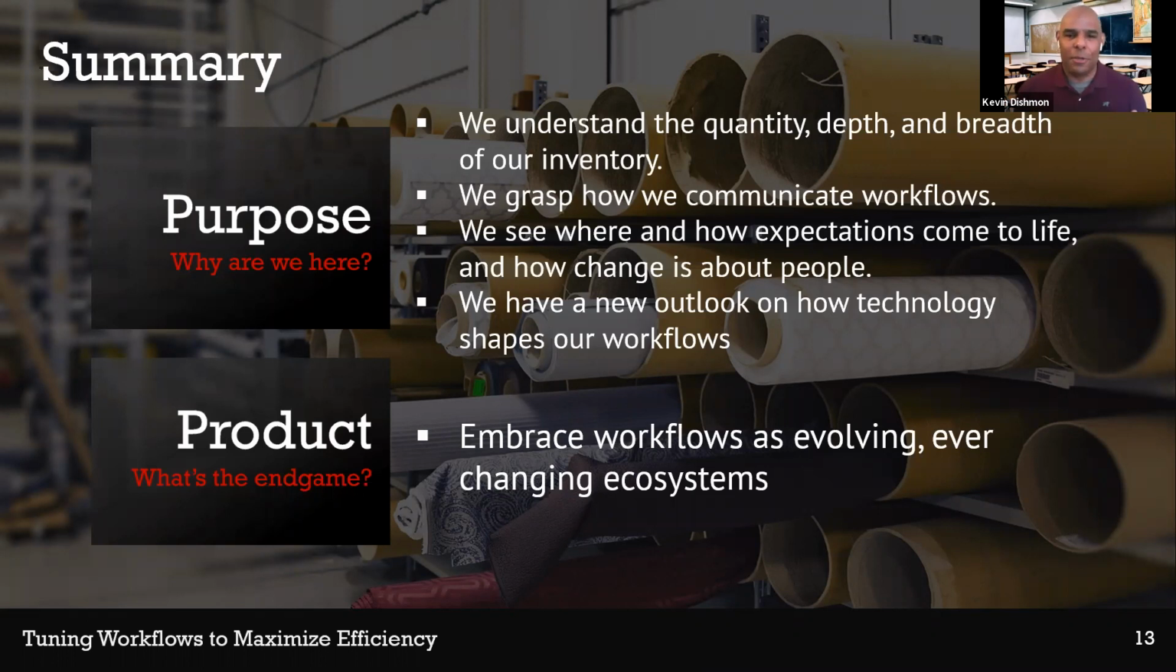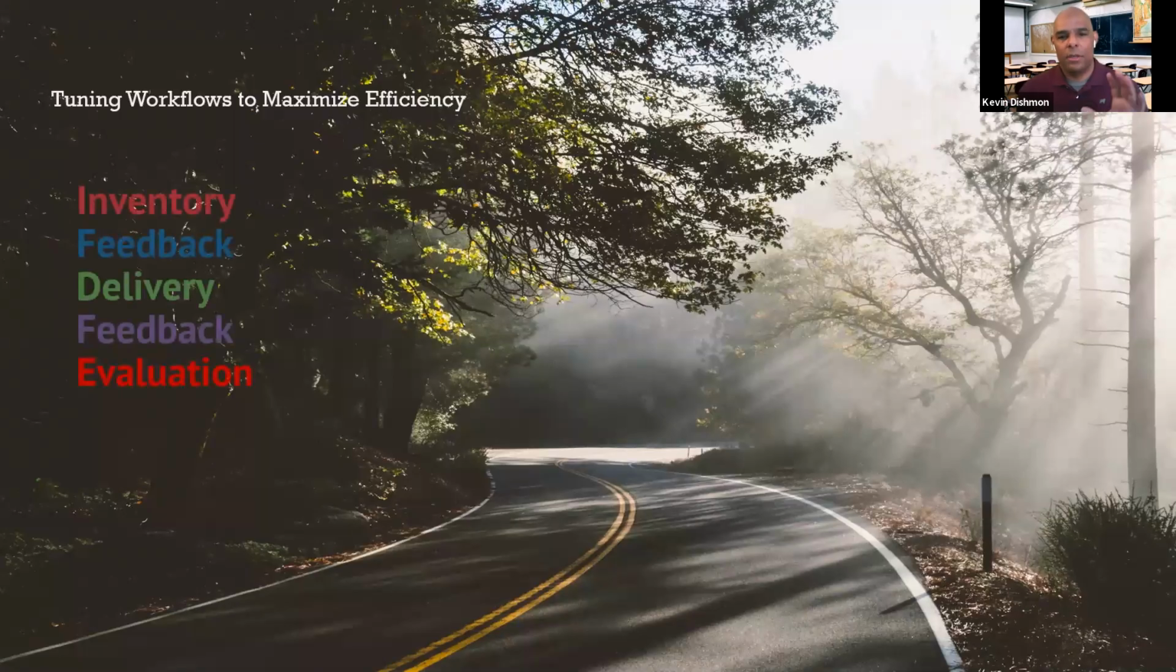As we close up our call here, or I close up my portion of our share here, we want to remember the elements of our roadmap here: inventory, feedback, delivery, feedback. I didn't repeat myself, it's there intentionally, and then evaluation to understand what workflows we have and how they're pushed out, and then finally, how we revise them in order to craft our story of our workflows.